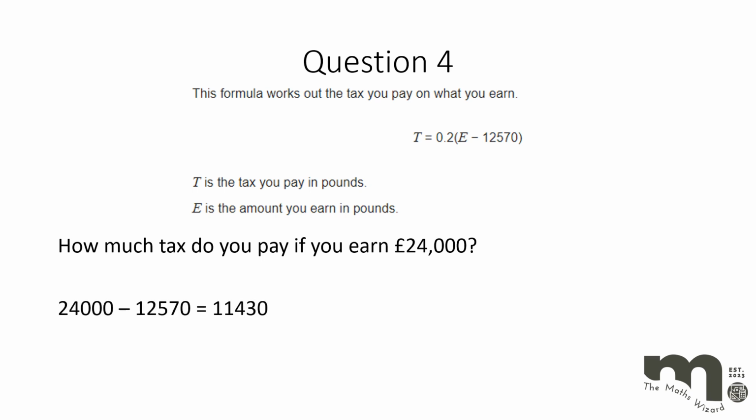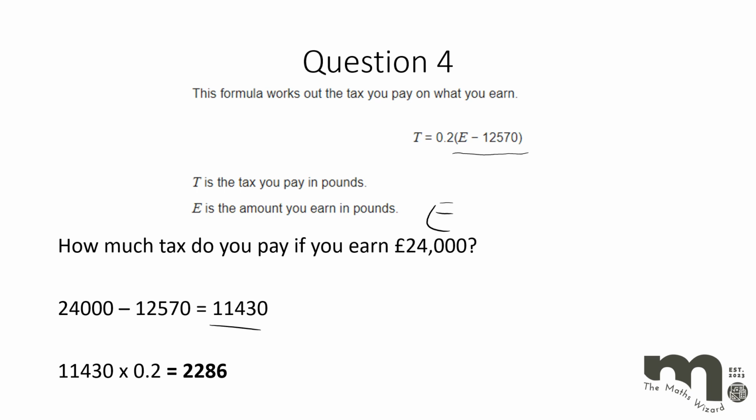Okay, so first of all, you will notice you've got brackets here within the formula. Remember your rules of BIDMAS, you've got to do whatever's in the brackets first. So we know what E is, so this £24,000 is E. So if you take away that 12,570, you get 11,430. And then this 0.2 is on the outside of the brackets with no gaps in between. So what that means is you're multiplying everything in the brackets by 0.2. So we know we've got this 11,430 in the brackets. So if we multiply it by 0.2, we will get 2,286.